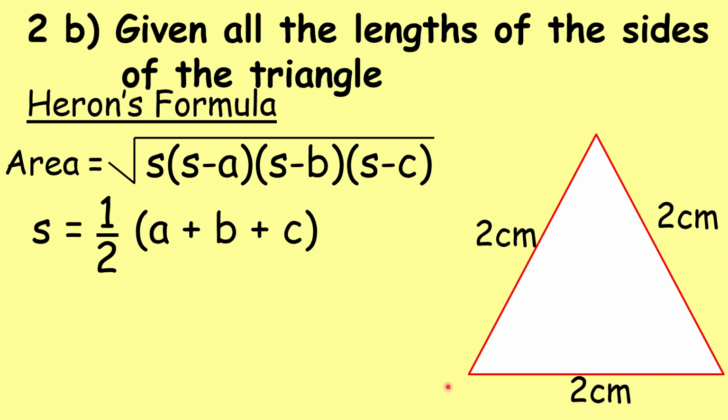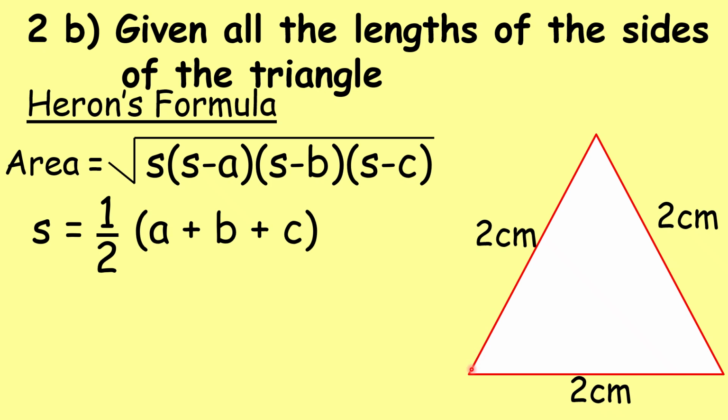This is an equilateral triangle, that is, all the sides are equal. But just take note that Heron's formula works for all types of triangles, whether they are equilateral, where all the sides are equal, or isosceles triangles, where only two sides are equal, or even a scalene triangle where the three sides are different.